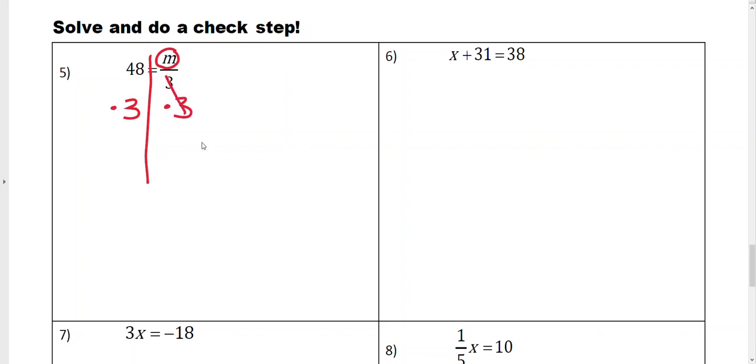These are going to cancel because they're opposites. And then you have to do 48 times 3. So I get m on this side because that's where it cancels. I need to figure out 48 times 3. I don't know that in my head, so I'm going to write it out. 8 times 3 is 24. 3 times 4 is 12. 13, 14, so 144. So 144 is equal to m.